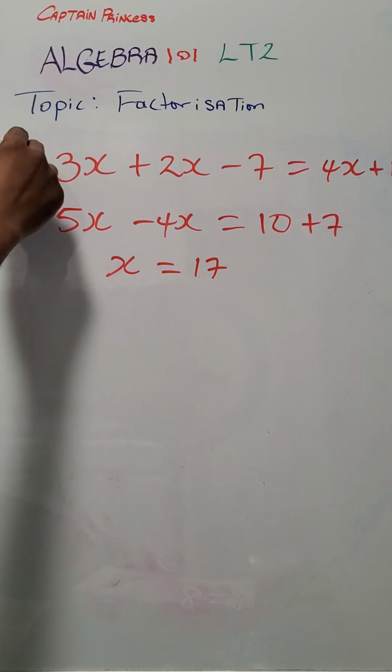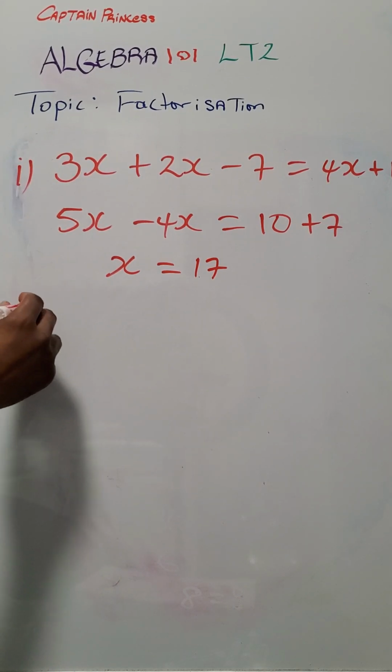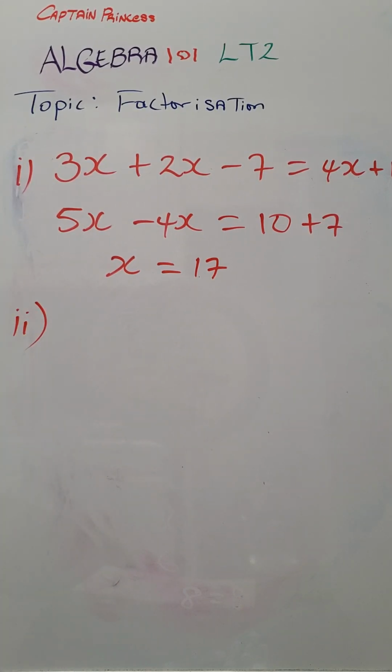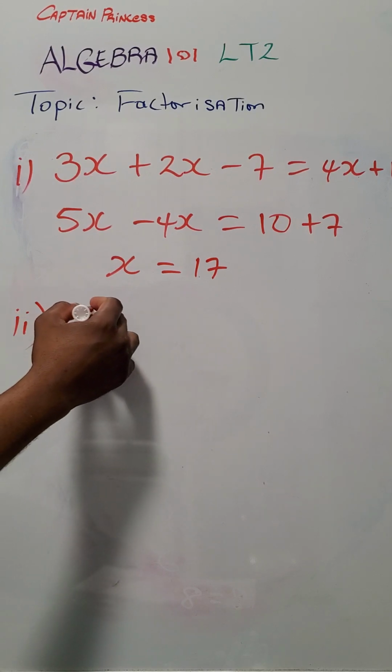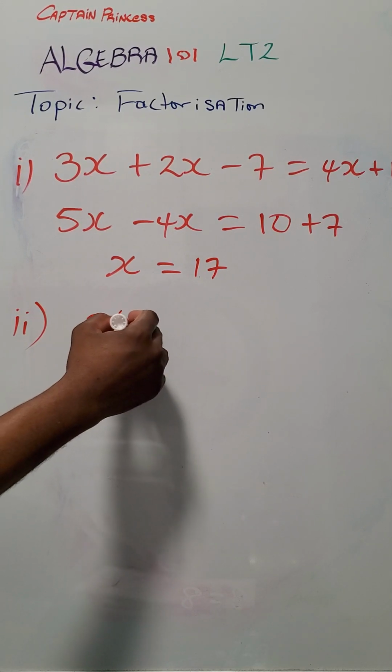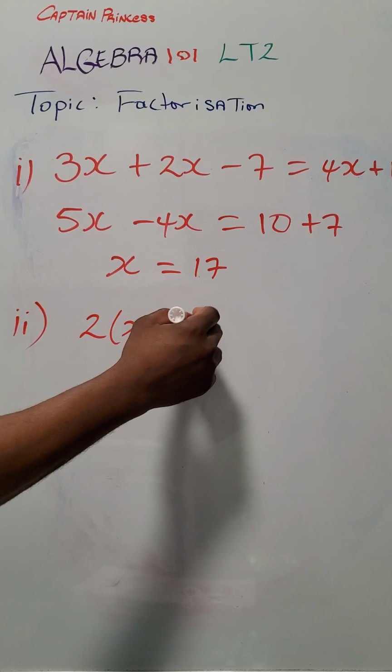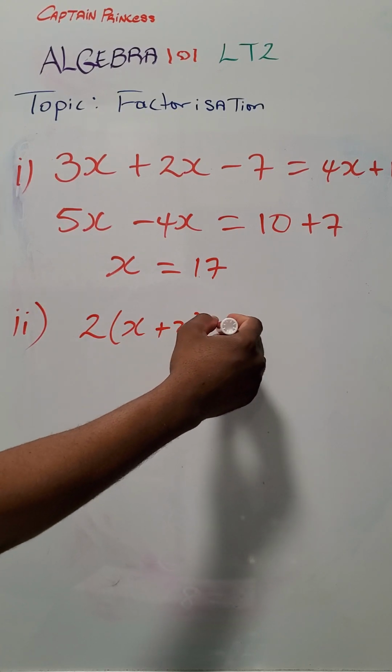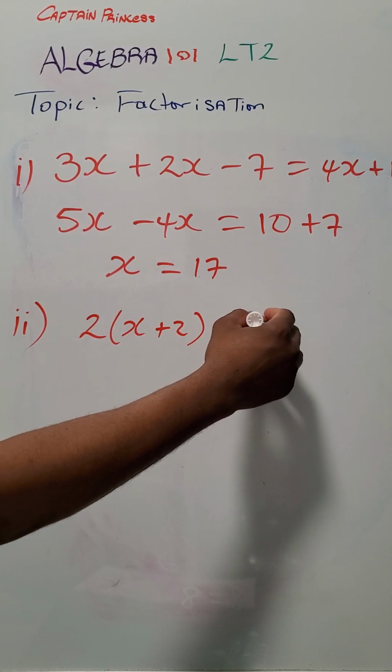Let us do one more. So let us call this question 1, and the next one question 2. Let us do the next question, guys. Come on, look at this. 2 open bracket x plus 2 close bracket equal 4.